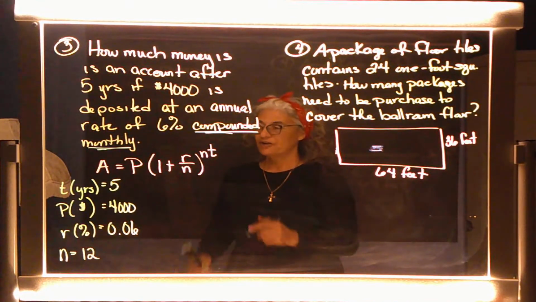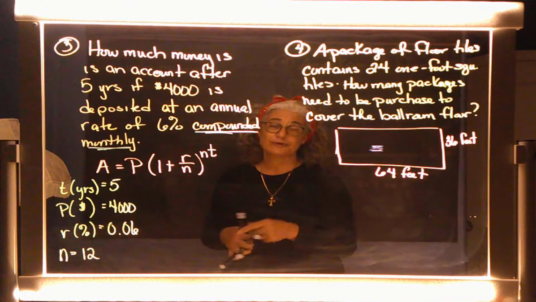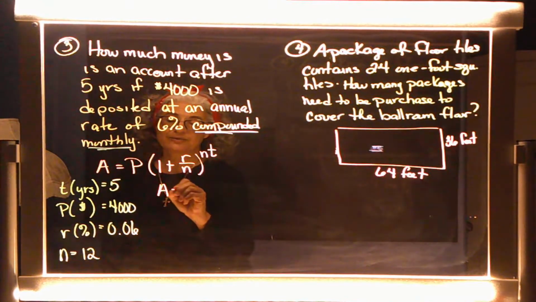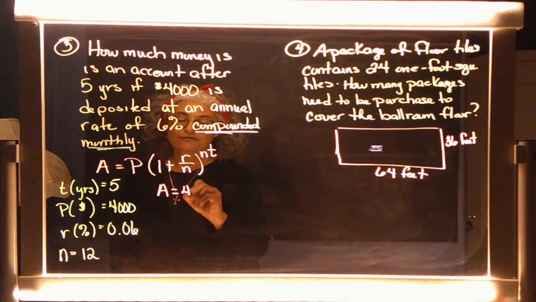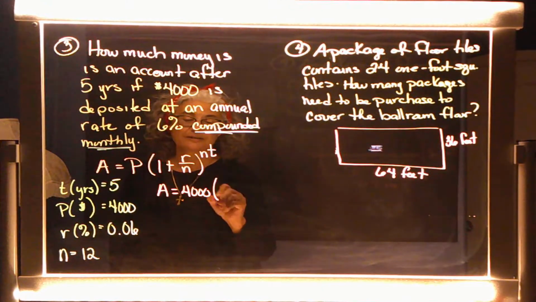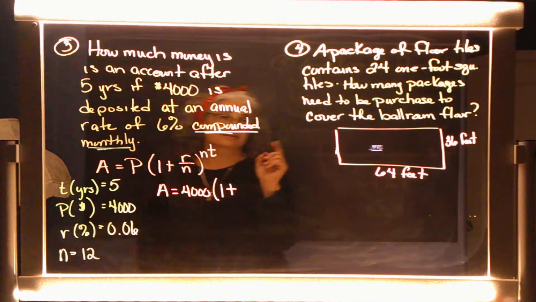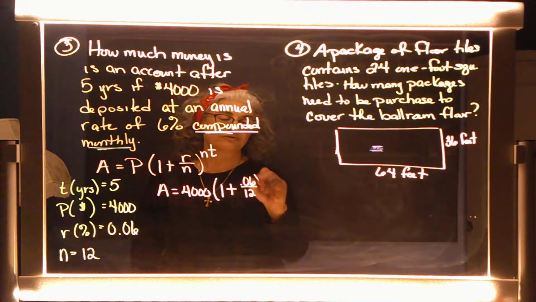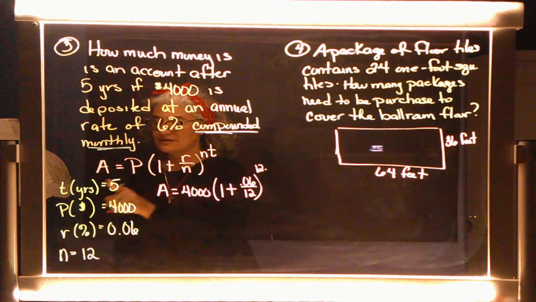Cool? All right, and now I get to plug it into the formula. So I'm trying to find the ending balance in the account. So A is what I'm looking for. So 4,000 is the initial deposit. 1 plus, good, 0.06 over 12 raised to the power of 12 times 5.